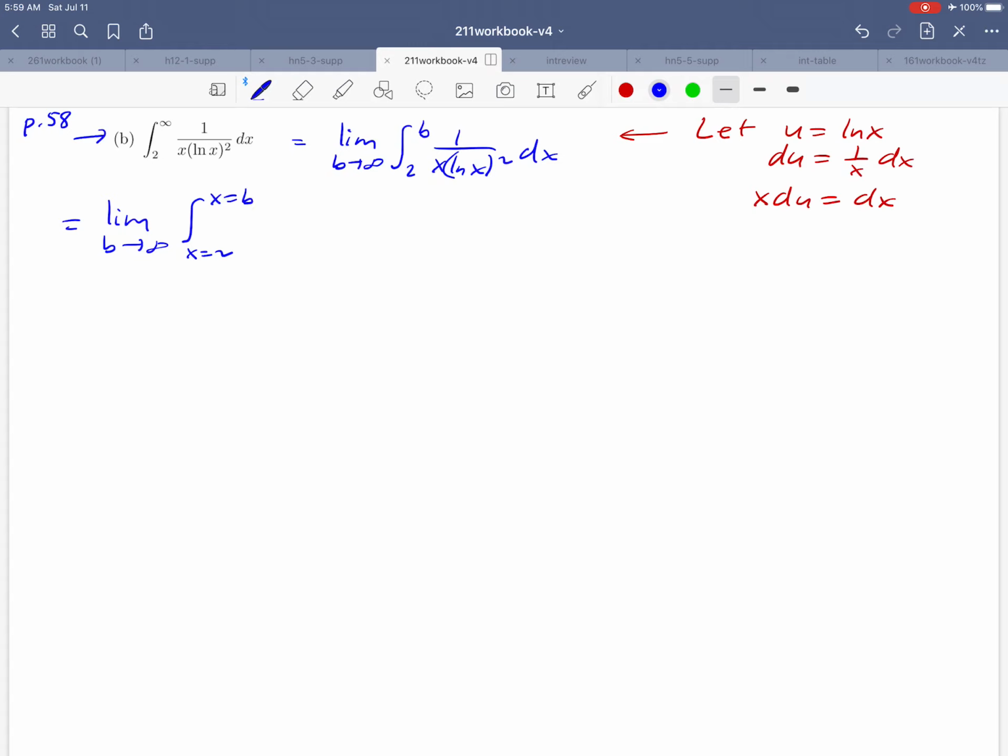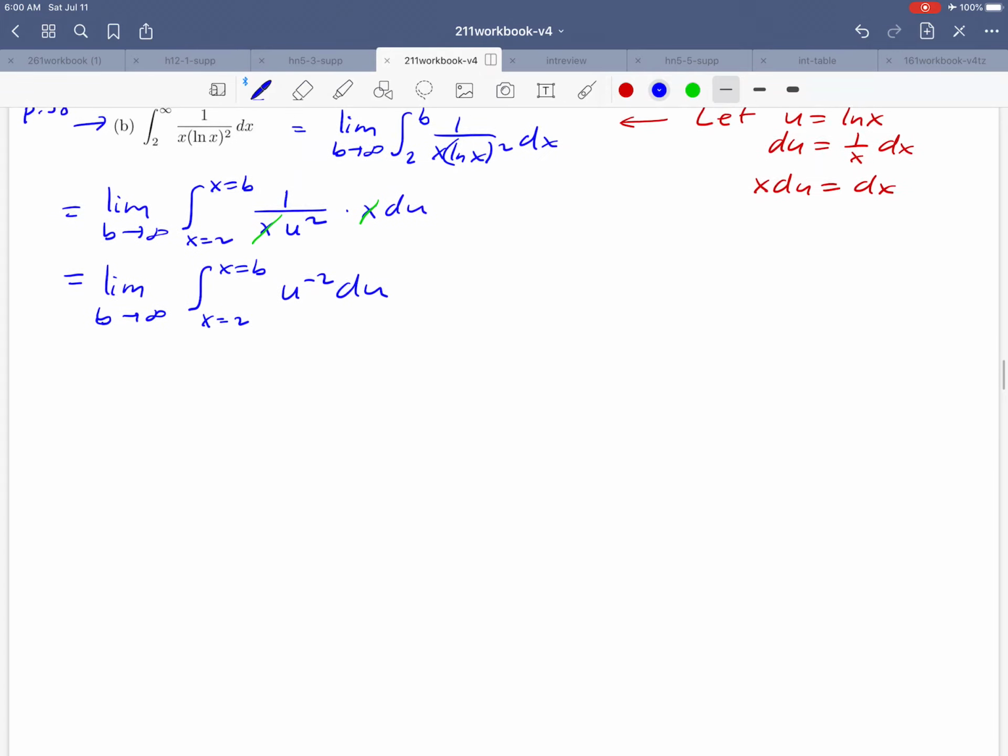Our limits are going from 2 to b, and then we're going to get 1 over x. We just renamed ln of x u, so we've now got a u squared in the bottom. And then dx, looking over at our work to the right, is x times du. Okay, and notice that we get some nice cancellation here. The x's go away, which is a good sign that we probably made a good choice for u here. Okay, so we've got the limit as b goes to infinity of the integral from 2 to b, and then 1 over u squared, we can rewrite that as u to the negative 2, and that'll make it easier to take the antiderivative.